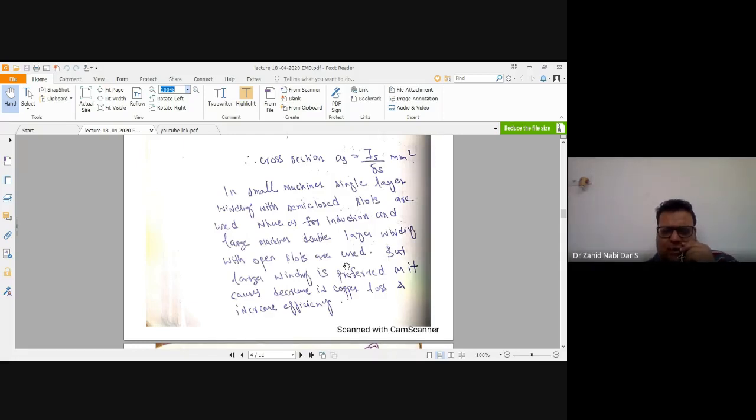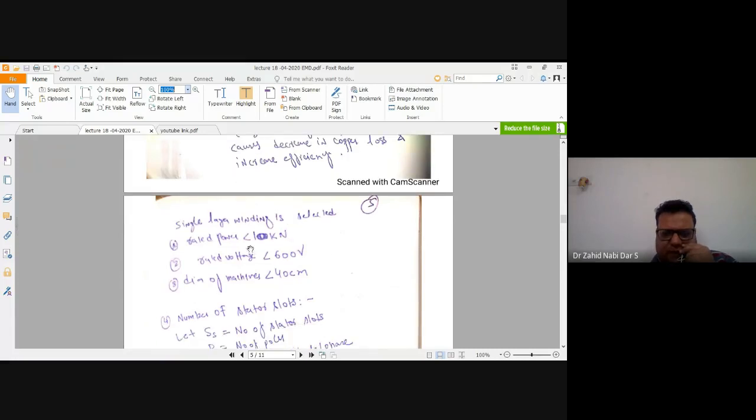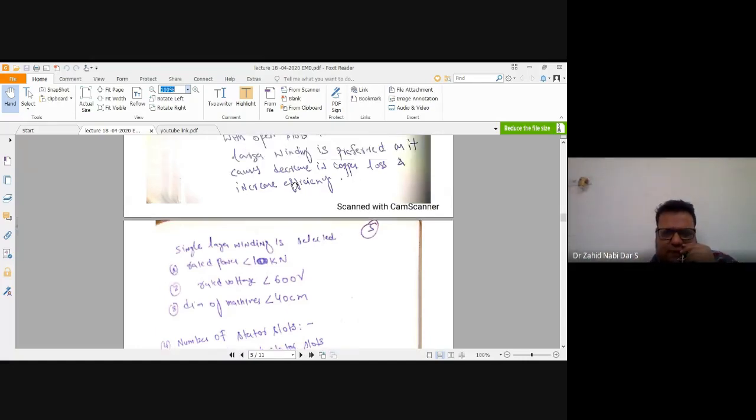But usually a larger winding is preferred, as it causes a decrease in copper loss and increases efficiency. So usually single layer winding is selected as per the given data. Single layer winding means it's a small machine, so rated power should be less than 10 kilowatt, rated voltage should be less than 600 volts, and the diameter of the machine should be less than 40 centimeters.